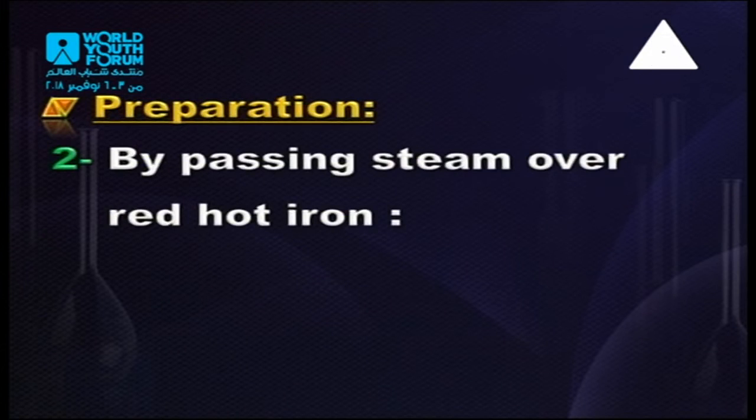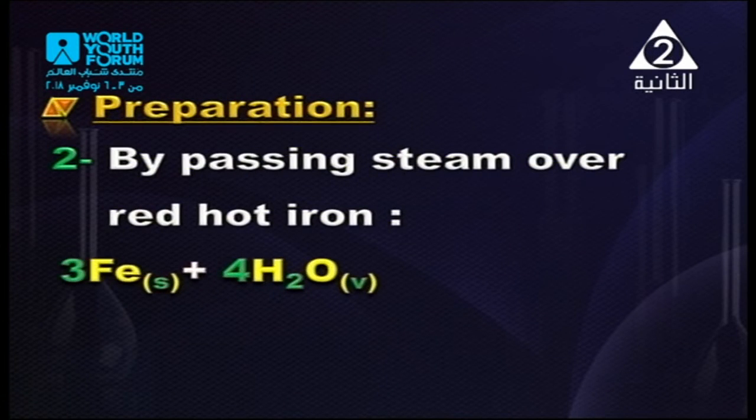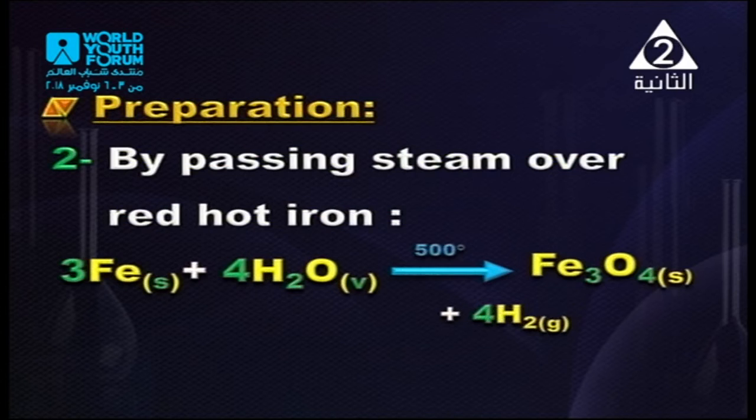Also, we can prepare magnetic iron oxide by passing steam over red hot iron. As the equation proceeds on the screen, iron plus water vapor at 500 degrees Celsius gives magnetic iron oxide, and hydrogen gas is produced.